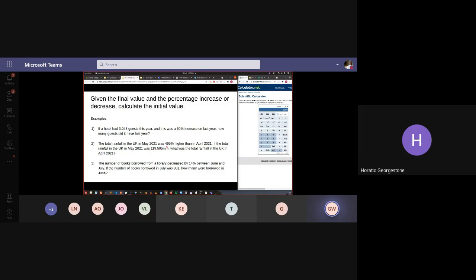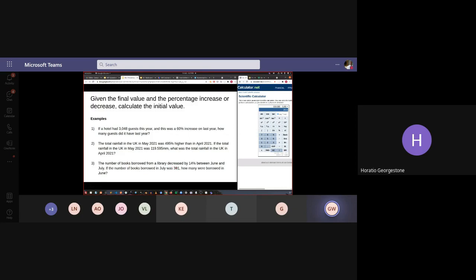So this number here is 5.95 times X. So to find X, we have to divide 119,595 by 5.95. So we added on the 1 basically, which is the original amount. And then we get 20.1 millimeters.